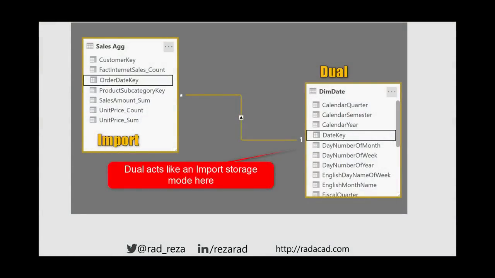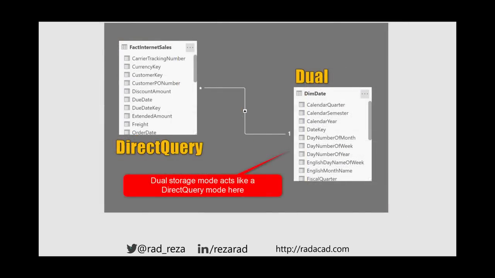Consider the aggregated table that we built. It's called sales ag. This is an imported table, because it's small. Now, I also want my small dimension tables, like my date table and my customer table, to act like import tables when I query across these two. On the other hand, if I have my actual transaction table, which is DirectQuery, I want my dimensions to act like DirectQuery for those.